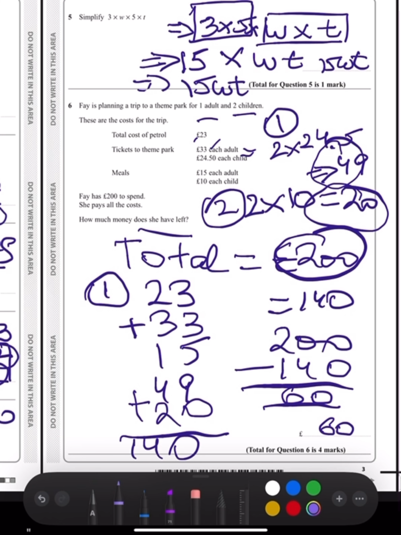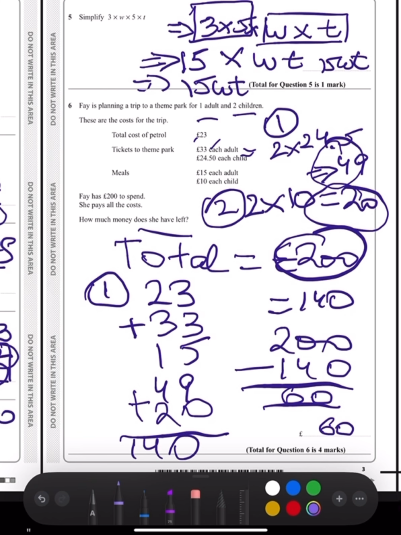So 23 plus 33 plus 49 plus 15, as it was a known value for 1 adult. So plus 15 and then plus 20 instead of 10, as it was asked for 2 children instead of 1. So we write 15 plus 20. We add all of them, 23, 33, 49, 15, 20, which simply gives us an answer of 140. So we know that she has spent around 140 pounds for all of this.